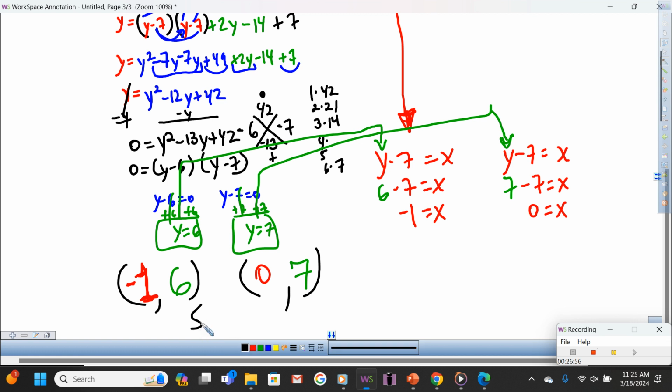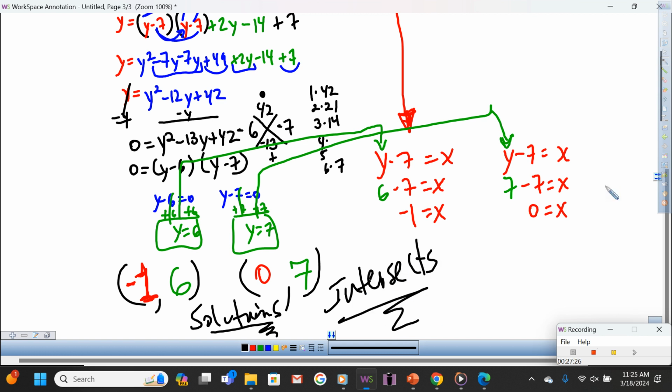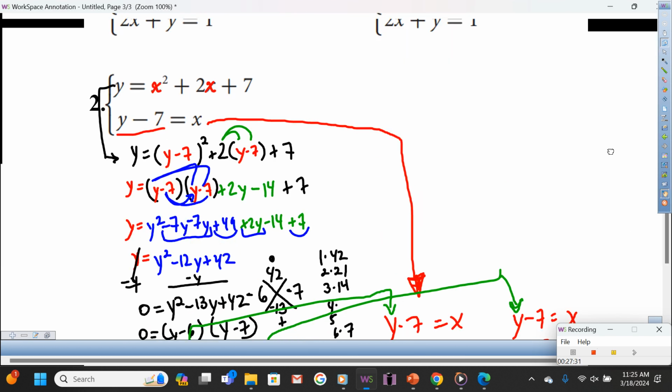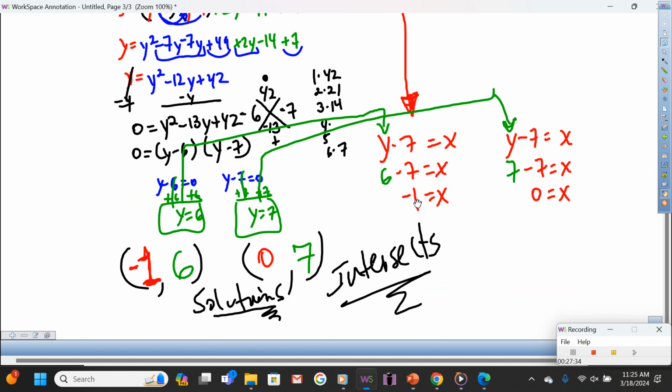And these are my what? Solutions. And what does that mean? Remind your neighbor one more time. What does that mean? My goodness. Jacob, squared. Intersects. Oh my goodness. Intersects of what? Of both graphs. Where both graphs intersect, guys. Whenever you graph them, that's where they're going to intersect.